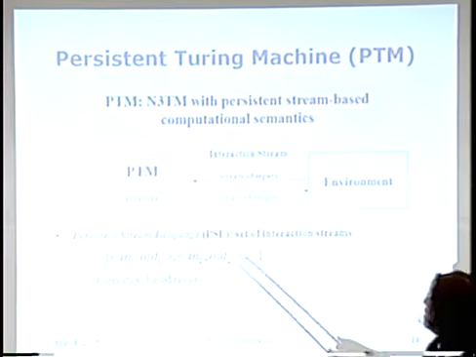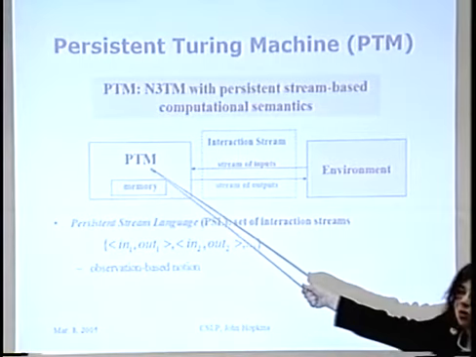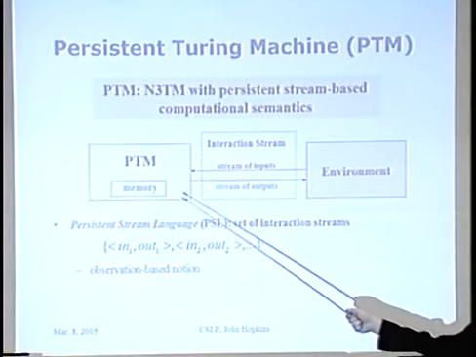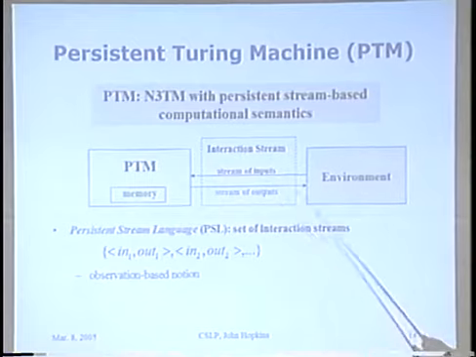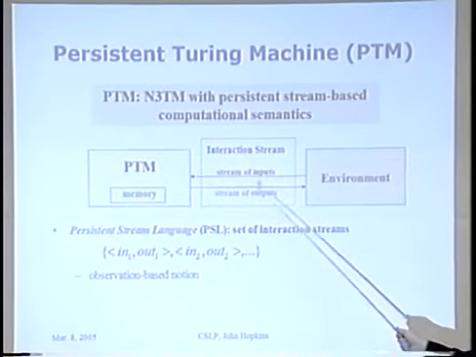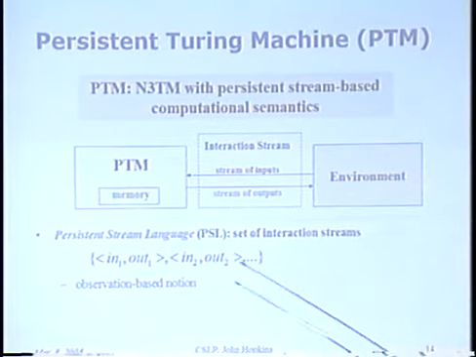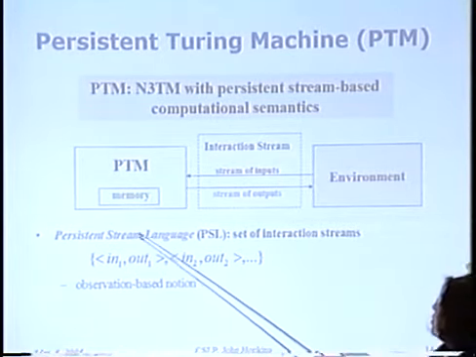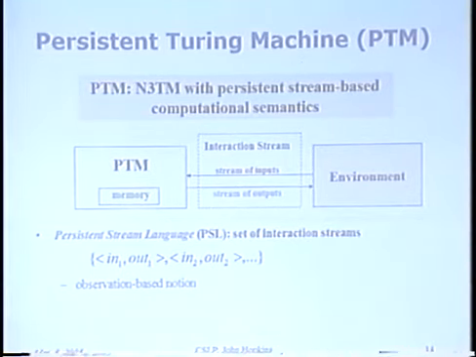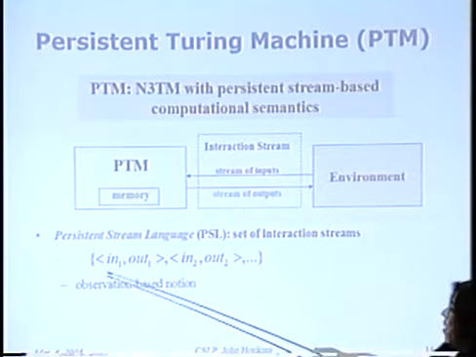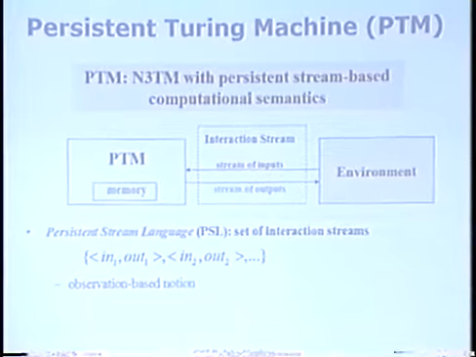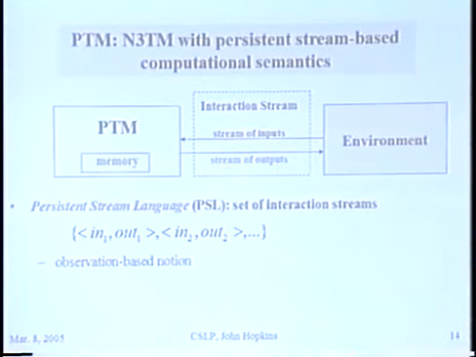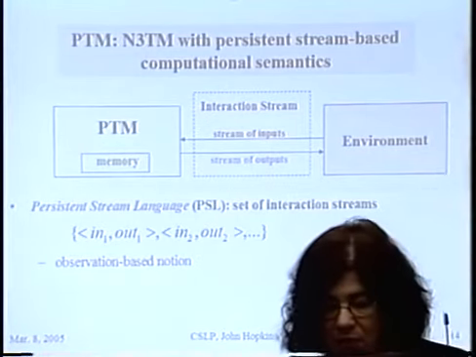So here's what the computation looks like then. We've got this guy, which we call a persistent Turing machine. Here's his memory in the work tape. And he gets a stream of inputs from the environment, and he produces outputs: input, output, input, output. Together, these make up what we call an interaction stream. The set of all the interaction streams for a given persistent Turing machine is known as a persistent stream language. This notion of persistent stream language is observation-based. We are only recording the inputs and the outputs. The contents of the memory is not recorded as part of the interaction streams because it's not observable. It's a hidden variable that is not part of the observable behavior of this machine.